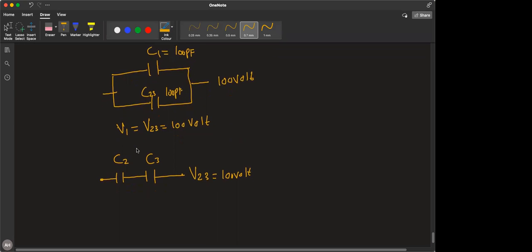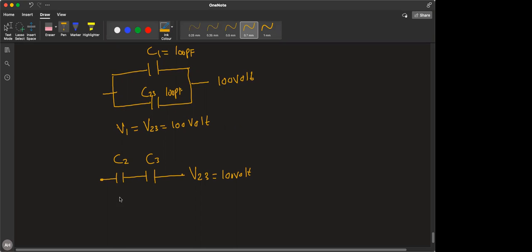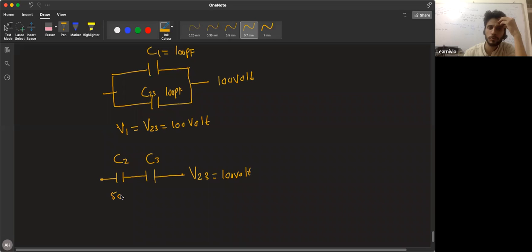Sir, across C2 and C3? The total is 100. C2 and C3 are equal. In series, voltage divides. Then what should be the voltage across C2 and C3? It will divide 50-50 in both. Yes, 50 volt and 50. They are connected in series, so voltage will divide equally. 50 volt and 50 volt.